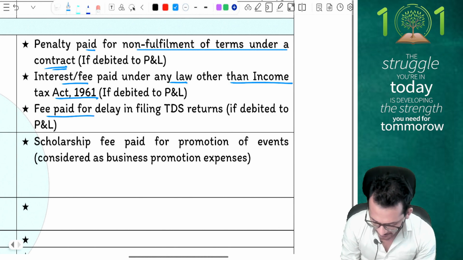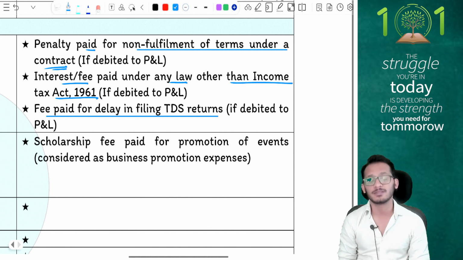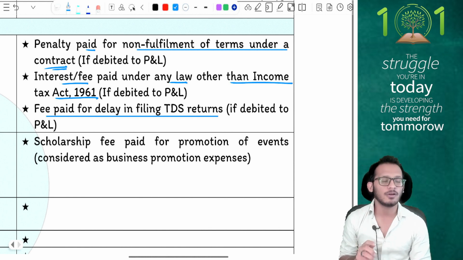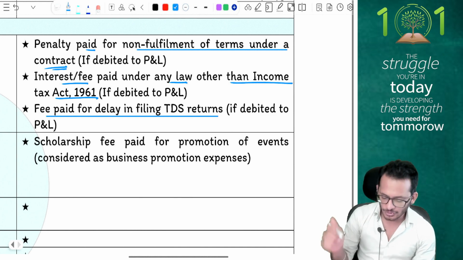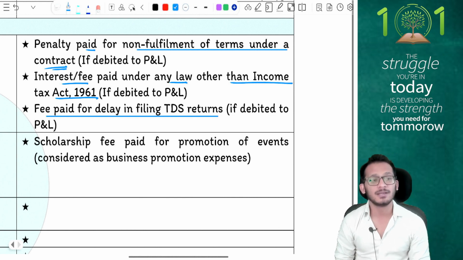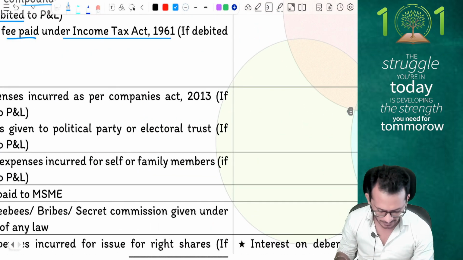Next, any kind of fees which is paid for filing delayed returns will be allowed as deduction, because it is also assumed as compensatory in nature and not treated as a mandatory payment. Yes, and therefore this will also be allowed as a deduction. All these three items, people, if it is debited to P&L, I don't have to make any further adjustments. I will ignore it for my computational purposes.